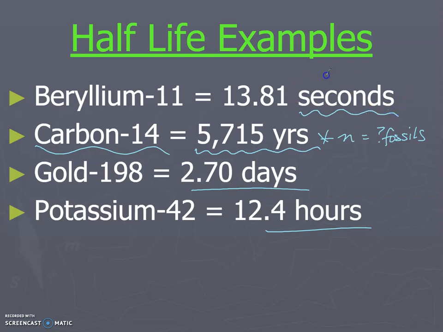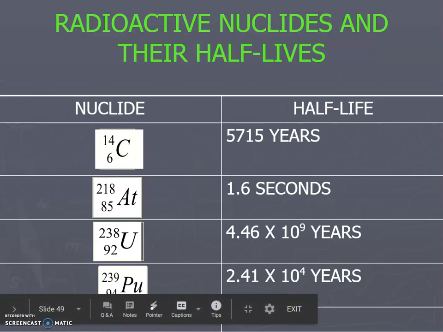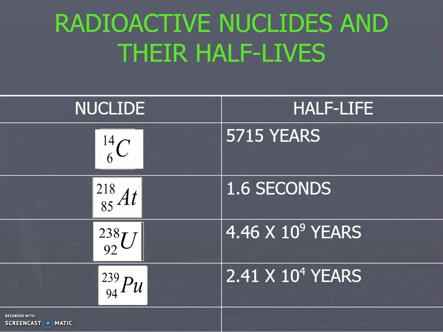All right, you have your seconds, you have your years, you have your days, you have hours. It's some sort of time unit. And that's nothing that you would have to memorize. So again, we said carbon 14 is your 5,715 years. Your astatine, who we barely talk about in the halogen group, that is going to be 1.6 seconds. Okay, it really, really decays really quickly.